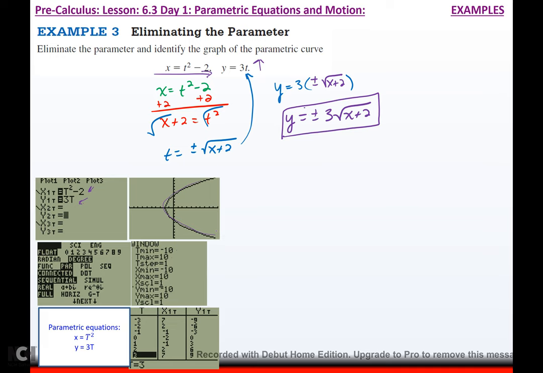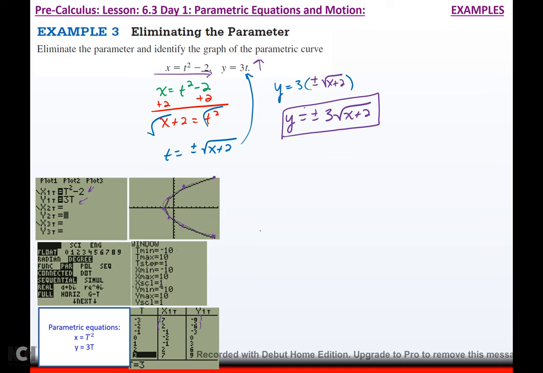And you can see, okay, at negative 3 seconds, the particle would be at 7, negative 9. At negative 2 seconds, you're at 2, negative 6. At negative 1 second, you're at negative 1, negative 3. At 0 seconds, at 2, 0. At 1 second, negative 1, 3. At 2 seconds, 2, 6. And at 3 seconds, 7, 9.